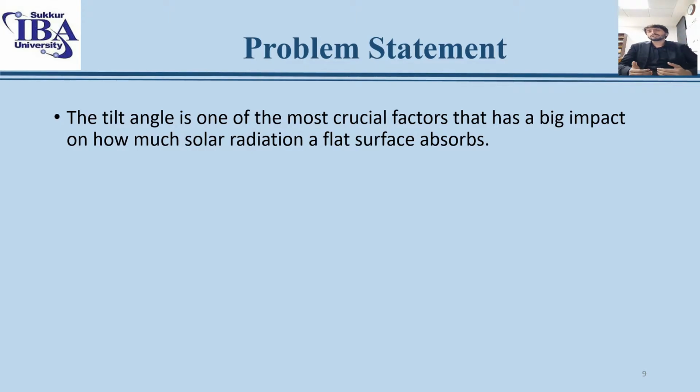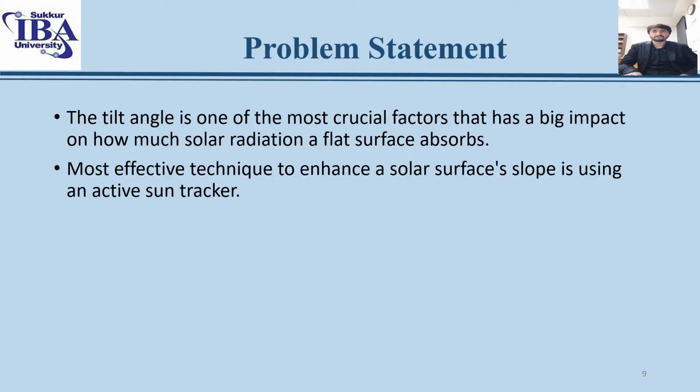This is the problem statement. What is the problem with the tilt angle of the solar PV? Tilt angle is one of the most crucial factors that has a big impact on how much solar radiation a flat surface absorbs. This is one of the most crucial factors that impact the radiation on the solar panel. The most effective technique to enhance solar surface slope is using an active sun tracker. We can use solar active trackers which track the direction of the sun and rotate accordingly.